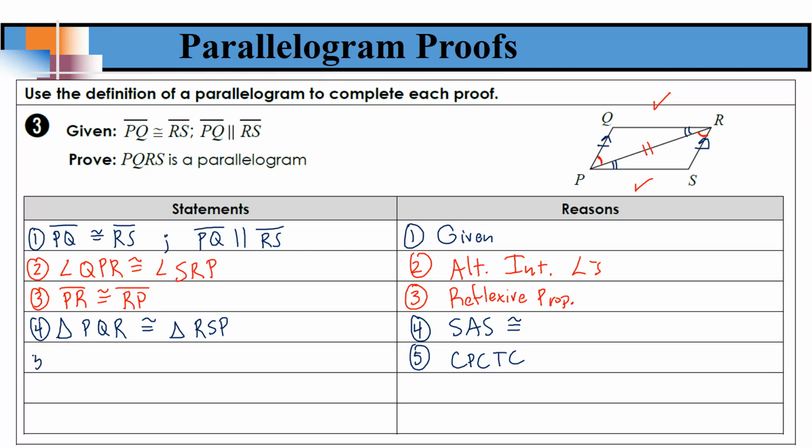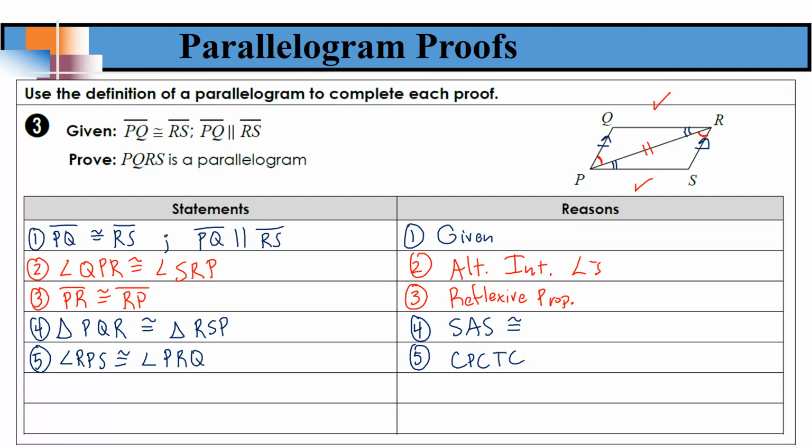So now let's name those two blue angles. If I name this one on the bottom left, I could call it angle RPS. Angle RPS is congruent to angle PRQ. We know those are congruent because they are corresponding parts of congruent triangles.